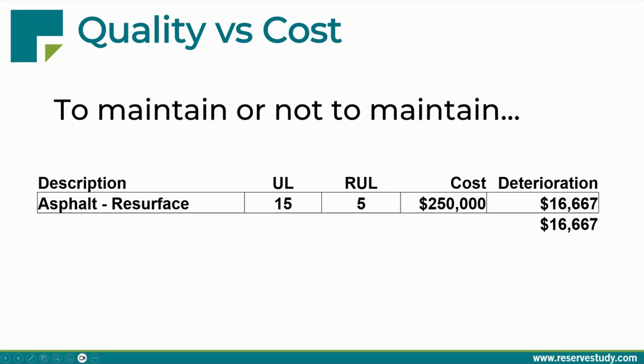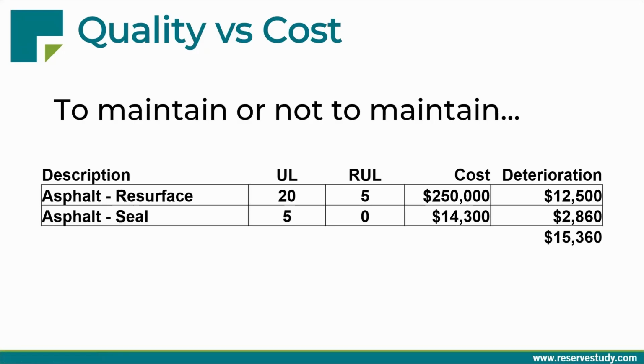$16,700. Now, if we choose to maintain the asphalt, we're adding an additional project and an additional $14,000 expense upfront. You'll notice something magical happens. The deterioration cost actually goes down per year. Why is this? Again, it pertains to that useful life. It went from 15 years in the prior slide to now 20 years.